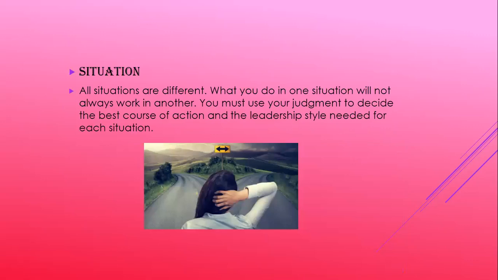Situation. Every situation is different. What you do in one situation will not always work in another. You must use your judgment to decide the best course of action, and the type of leadership needed for each situation.